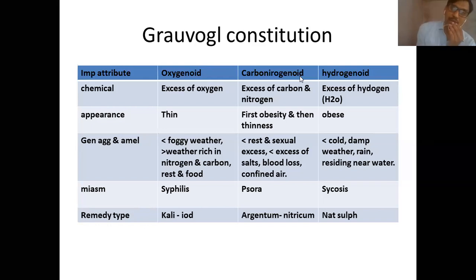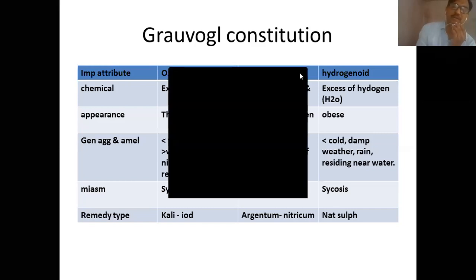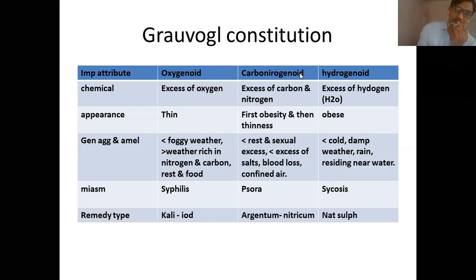So depending upon the chemical, the oxygenoid. Oxygenoid itself suggests what? It is something related with oxygen. So this oxygenoid constitution is mainly related with excess of oxygen, and whatever disease tendencies are observed in that person, they are related with this excess of oxygen in the blood and tissue.